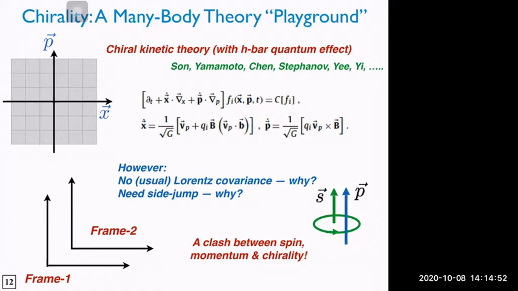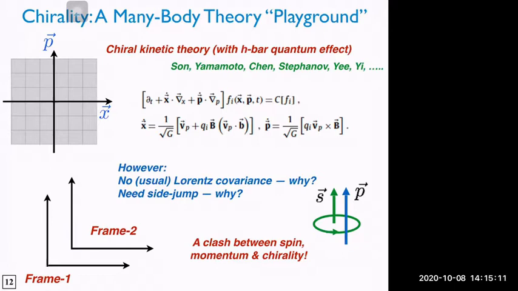On the other hand, remember, spin is part of the angular momentum. Angular momentum has to transform as a tensor. It's a Lorentz covariant quantity. So that means there must be a clash. The spin has to follow momentum, while the angular momentum follows its own transformation. So how to reconcile that?